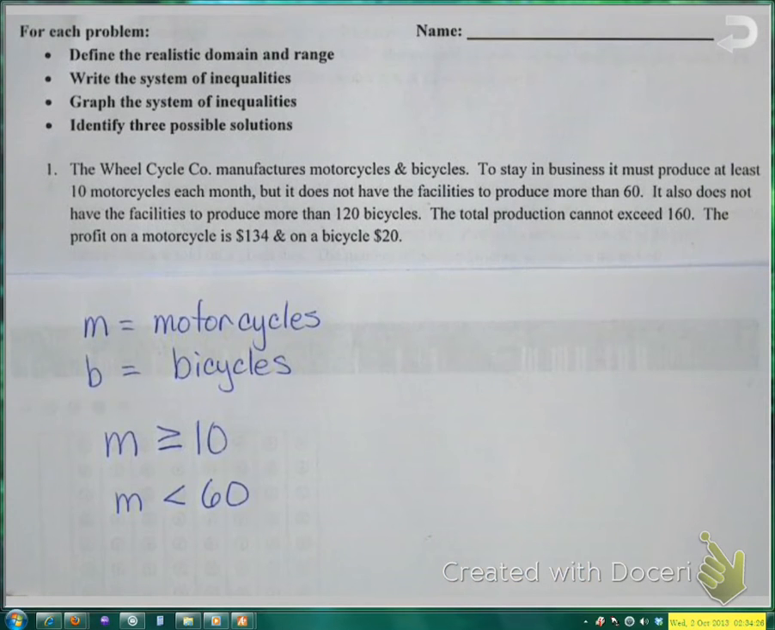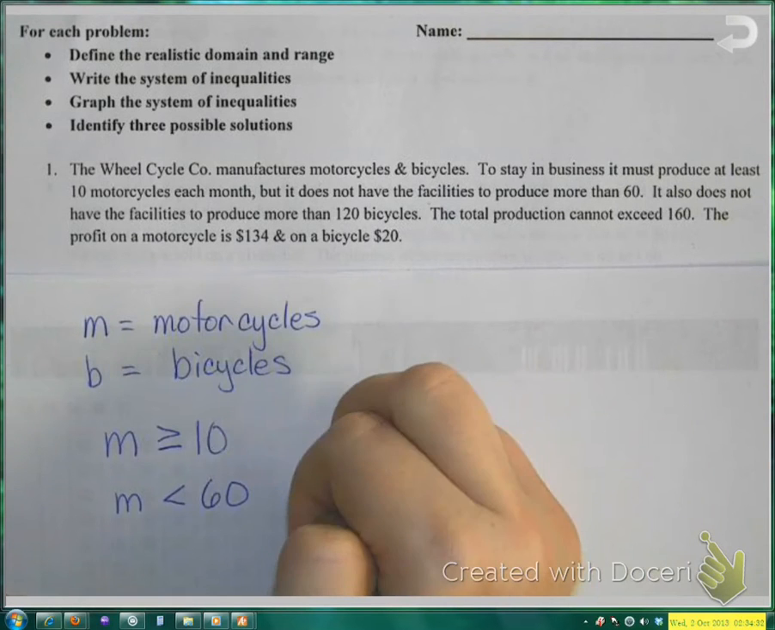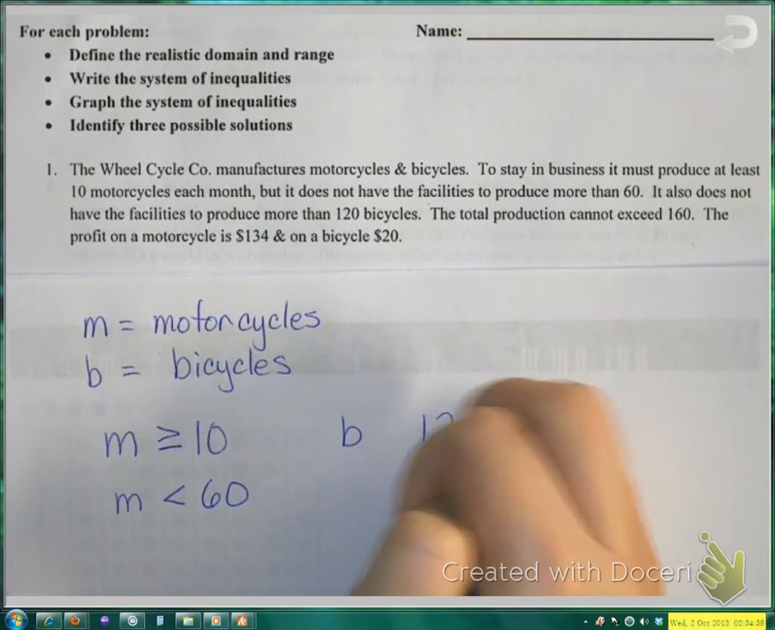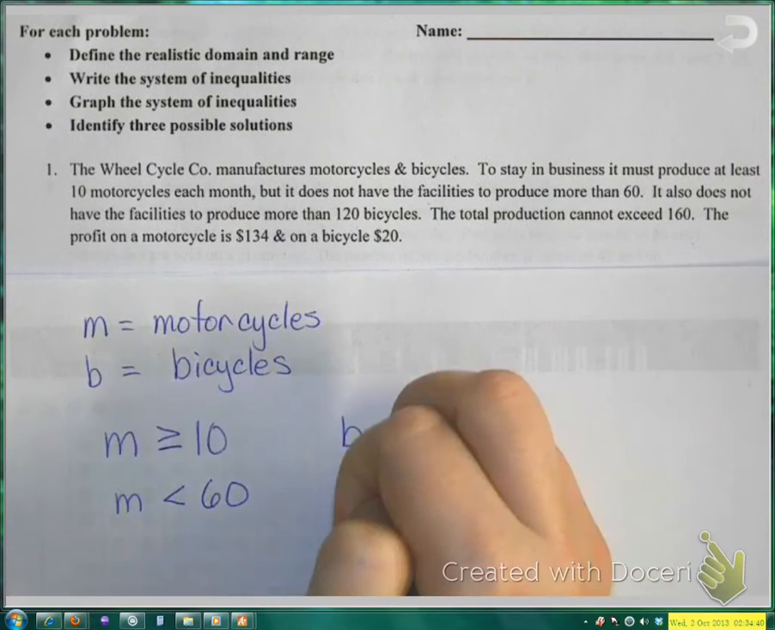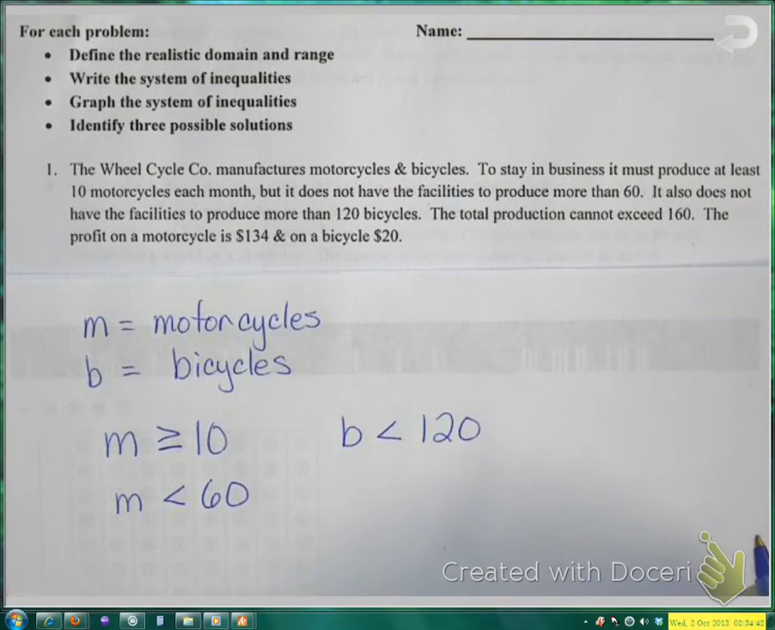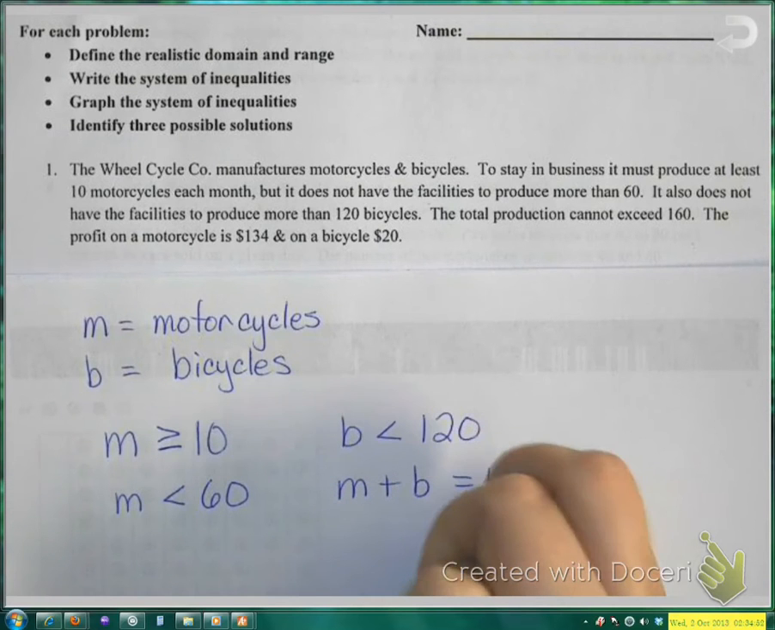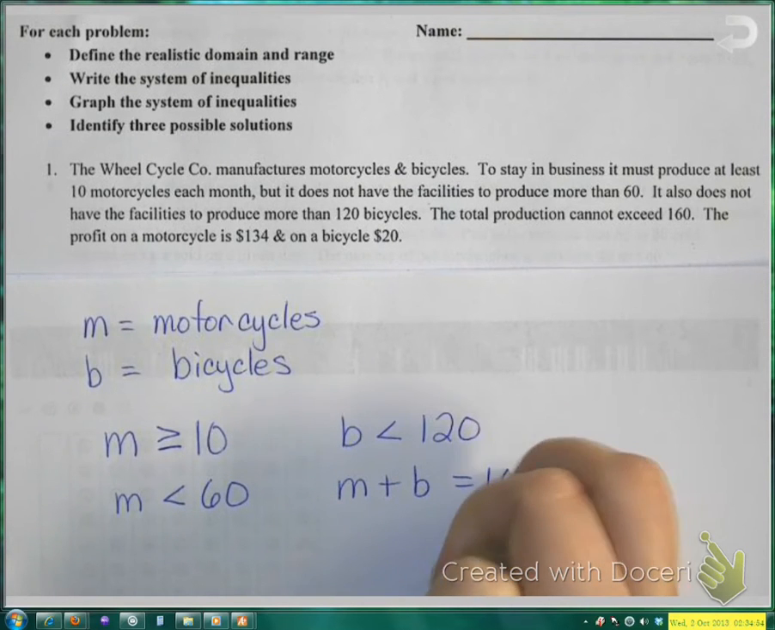Opposites. Easy enough. Okay? Now next sentence, let's look at the bicycles. The bicycles, they cannot produce more than 120. So if it's not more than 120, it has to be less than 120. Okay? And then total production cannot exceed 160. So if it's total production, that means I'm adding the two of them together. M plus B equals 160.